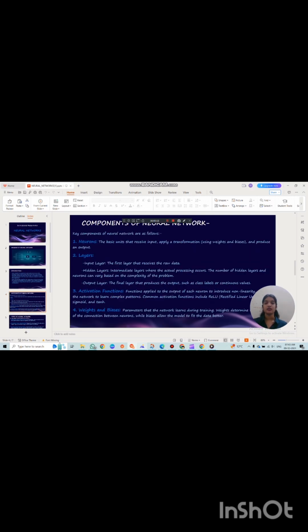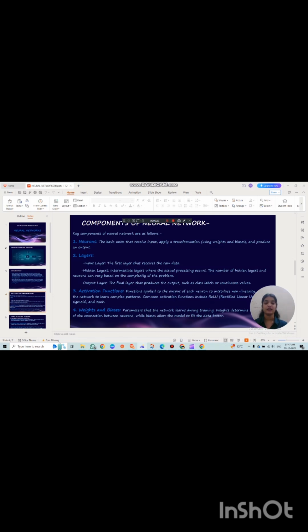Let's discuss some key components of neural networks. So the key components of neural networks are as follows. Number one, neurons. The basic unit that receives input, applies a transformation and produces an output is known as a neuron. Number two, layers. There are majorly three types of layers, that is input layer, hidden layer and output layer.